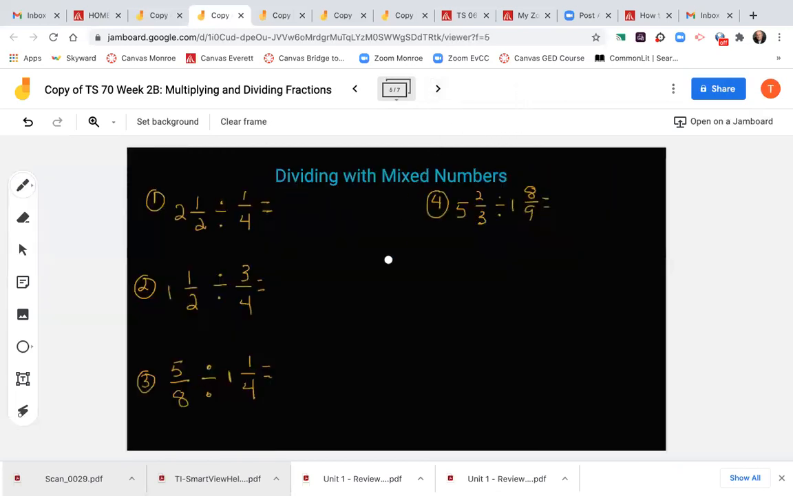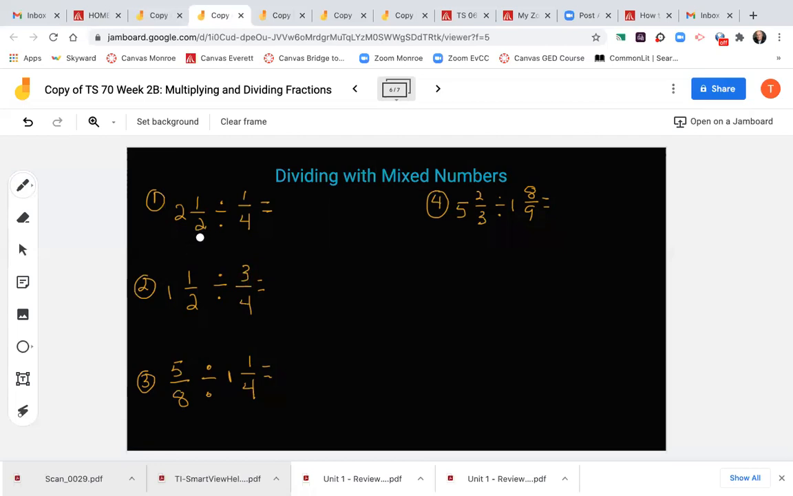When you divide with mixed numbers, it's the same thing as it is with multiplication of mixed numbers. You got to turn them into an improper fraction first. So I'll give you a few seconds to copy down 2 1/2 divided by 1/4. That's better. All right, so here's what I'm going to do with my 2 1/2.